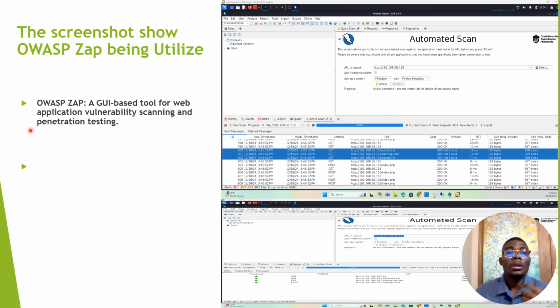So OWASP ZAP, right? We were able to install it successfully and run it. It is a GUI, a graphical user interface, used to discover vulnerabilities within the application. In this case, we set our target again to 192.168.56.116. These are all of the different results. What was found? We saw four, not found, three of them weren't found, highlighted in this screenshot below.